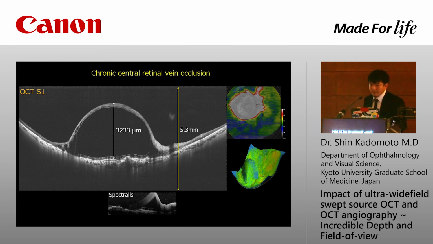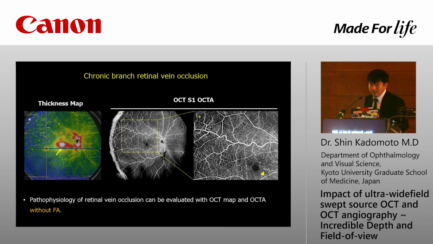This case is a chronic CRVO with macular edema. His visual acuity was 20/400. OCT S1 shows a tremendous, huge macular edema over 3000 micrometers. Mirror artifact occurs in conventional spectral domain OCT because of the insufficient depth scan. However, the 5.3 millimeter depth scan enables us to visualize this huge macular edema without mirror artifact.